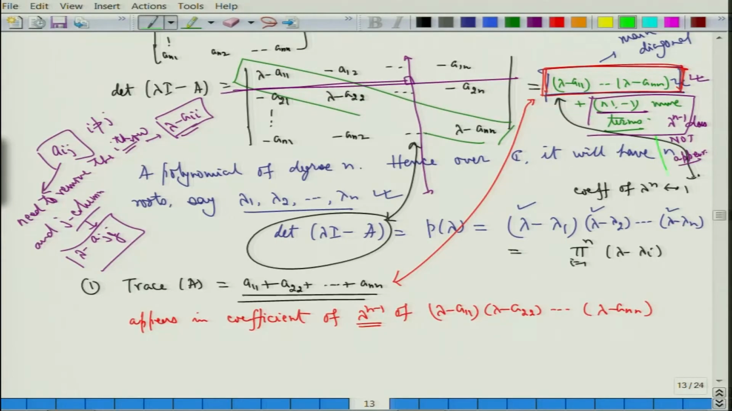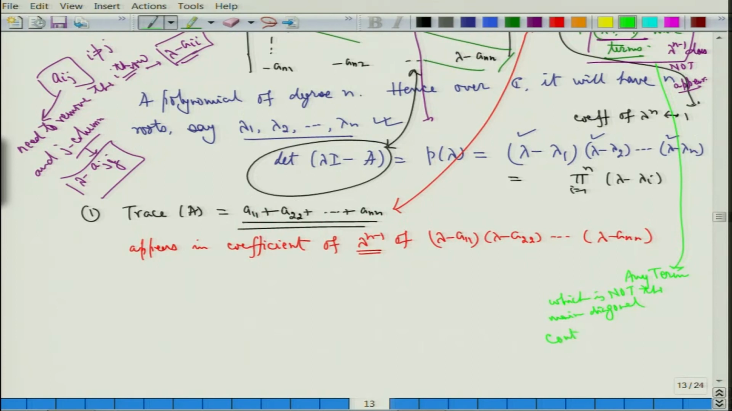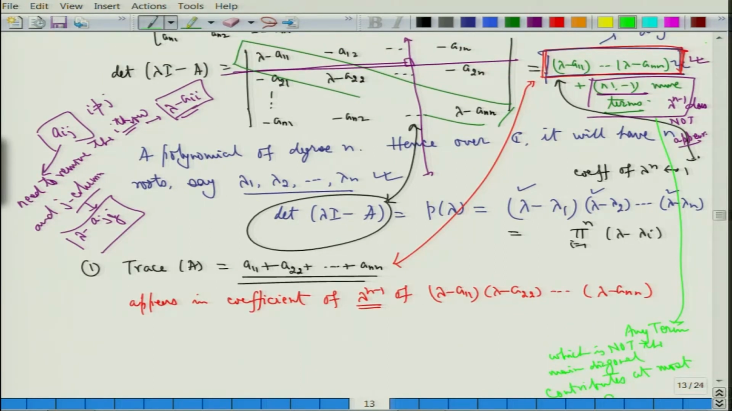So, any other term here, any term which is not the main diagonal, contributes at most lambda to the power n minus 2, coefficient of lambda to the power n minus 2. It won't give me lambda to the power n or lambda to the power n minus 1. Is that okay? So, let us go back now.